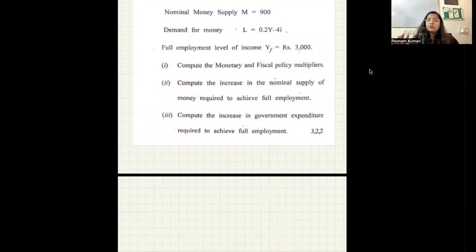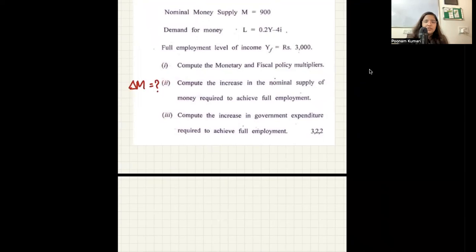ऑफ इनकम. So how much should I increase my money supply so that my equilibrium income becomes 3000, which is my full employment level of income? That is the question that is being asked. Ki how much should I change M so that my new income should be 3000? That is the question. ठीक है? So that is basically one portion. ठीक है? कि how much should you change नॉमिनल मनी सप्लाई, डेल्टा एम को कितना चेंज करें कि हमारा जो इनकम है वो 3000 हो जाए.